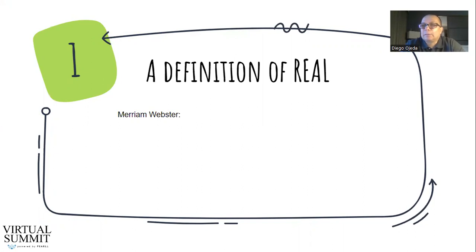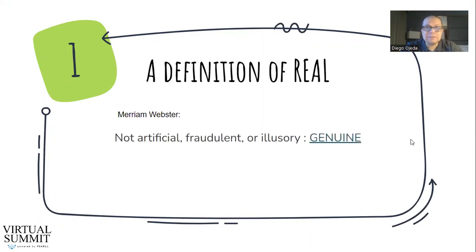So what is real? What do we understand by real? Well, according to the Merriam-Webster dictionary, let's understand real from its opposite. Something real is something that is not artificial. And when we think about artificial, we can contrast that with natural. So artificial is the opposite of natural, and real is the opposite of artificial. Something real is something that is not fraudulent or illusory. It's something that we can prove, maybe by our senses or by our feelings.